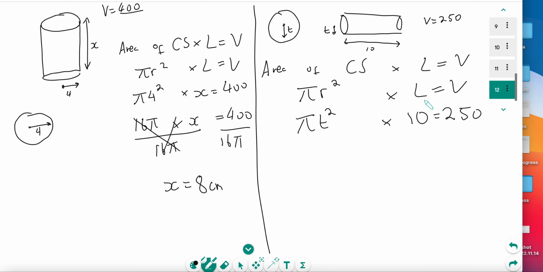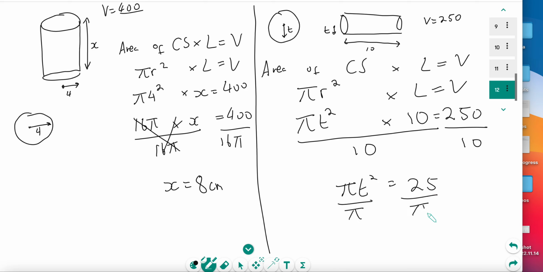Now, we have to find t. Well, t is being squared, then it's being times by pi, then it's being times by 10. So we're going to divide by 10 first. Make sure you divide 10 on the other side. So the 10s cancel out. So we're left with pi t squared equals 250 divided by 10 is 25. t is being squared, then times by pi. I'm going to divide by pi. So t squared is equal to 25 divided by pi, which is approximately 8. Now t is being squared, we're going to square root. So t is equal to the square root of 8. You can leave your answer like that, centimeters.